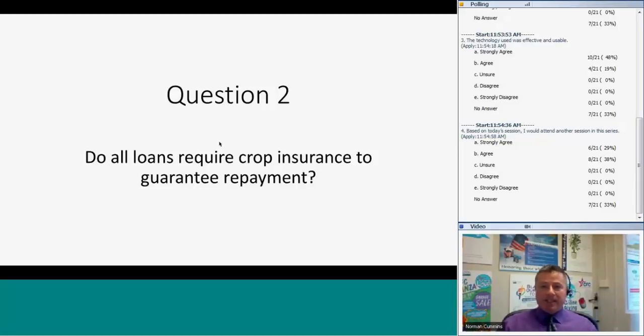So it's like 50-50. I've done a lot of loans where I haven't required crop insurance, and there have been some that I require just depending on what they're growing. If you're going to grow your standard stuff like potatoes, corn, wheat, yeah, you're going to have crop insurance. But if you're doing something out of the ordinary, something a little different, then you might not be required to have crop insurance.